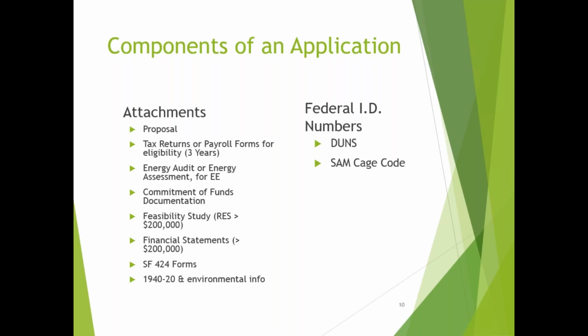and also as part of the application package, which I believe we still have this year's and can email it out to anybody who is interested. And then the 1940-20 is the environmental review info, and it's basically just like a little survey where you have to check some boxes saying, no, this shouldn't impact this, and you fill it out to the best of your ability and you sign it.